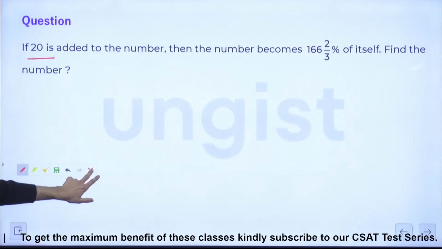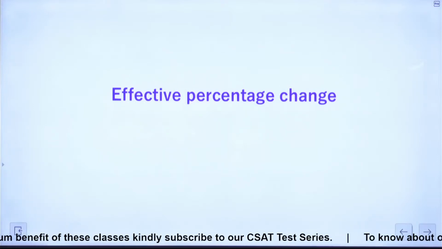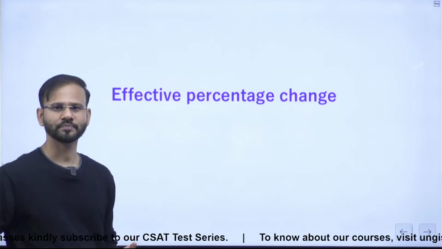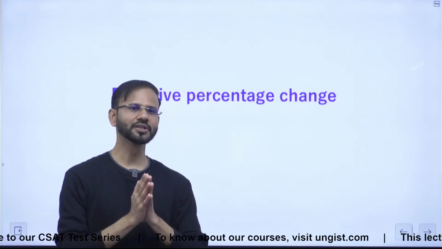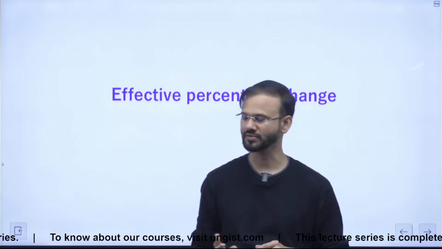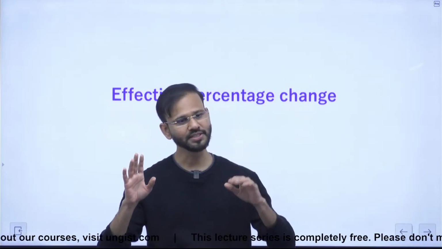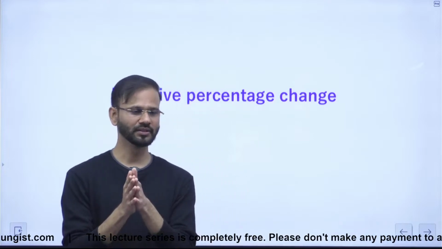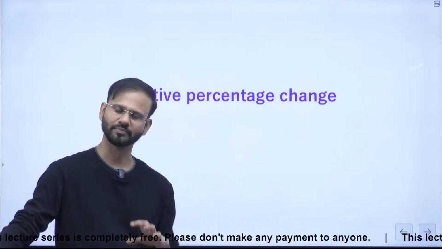The next question is, now we move to effective percentage. See everyone, what is effective percentage change? Let me tell you. Whenever we have the product of two or more than two quantities, where one quantity is changing with some percentage and another quantity is changing with some other percentage, then the product is changing by what percentage? This type of question will be solved in this chapter, in this subtopic.